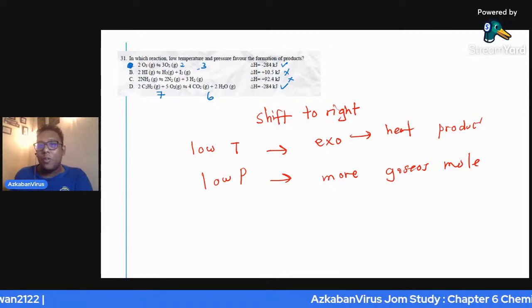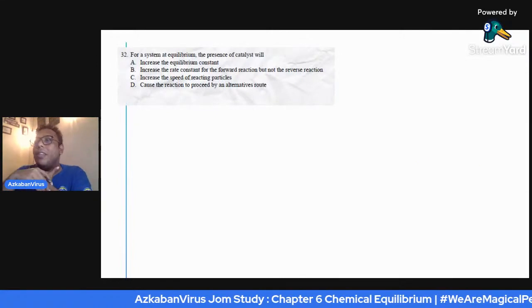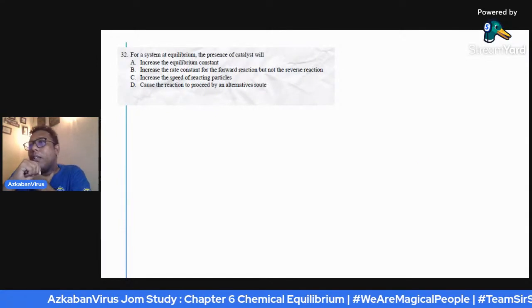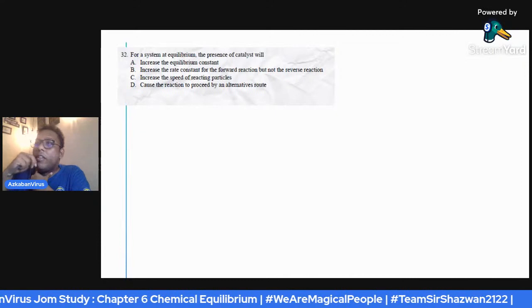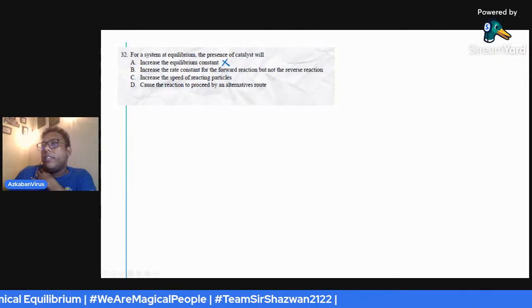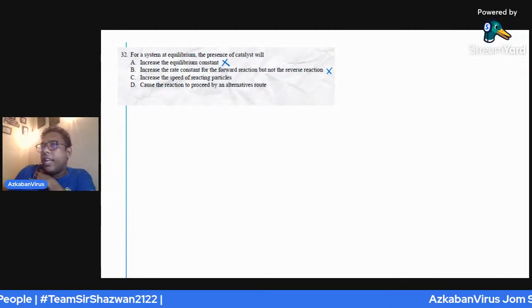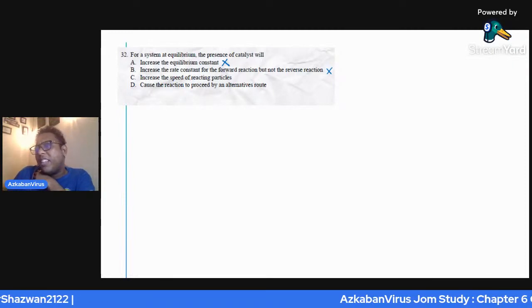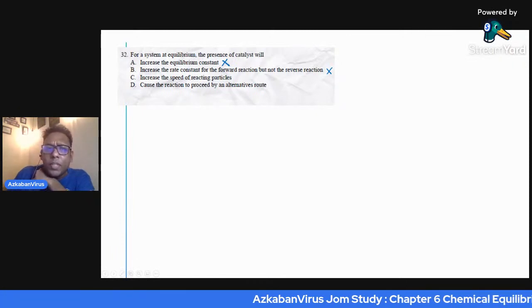Next one. For a system at equilibrium, the presence of catalyst will increase the equilibrium constant. No, ini hanyalah affected by temperature. Increase the rate constant of the forward but not reverse. Salah, tidak ada kaitan. Increase the speed of reacting particle. Dia tak mempercepatkan.